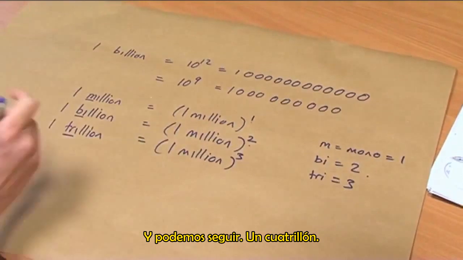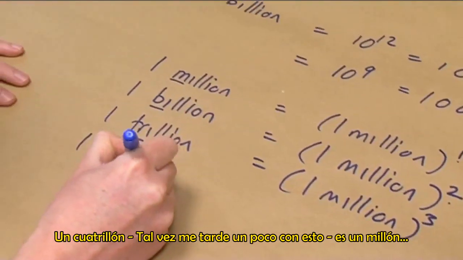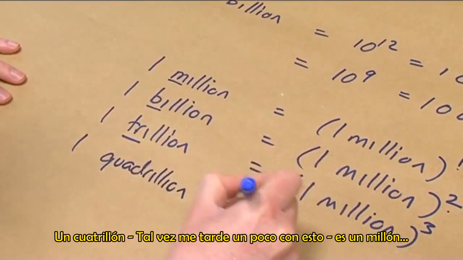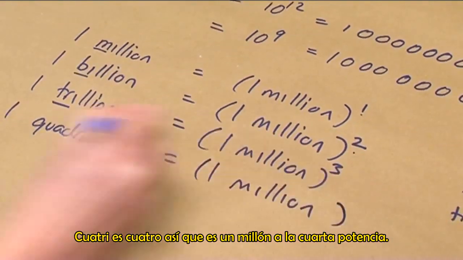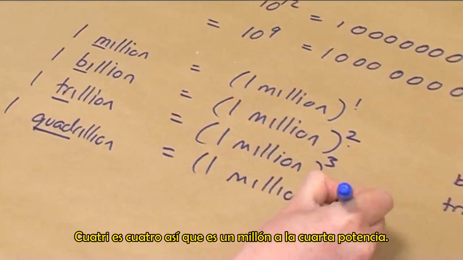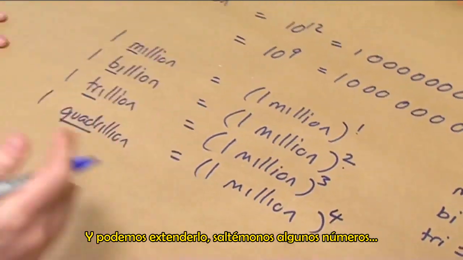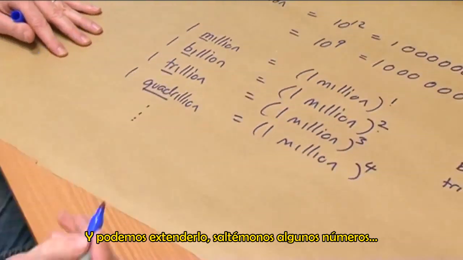Okay, and you can carry on like this. A quadrillion, okay? A quadrillion. I mean, I could go on for a long time with this, Brady, if you want me to. It is 1 million. What is it? 1 million. Well, quad is 4. 1 million to the 4. Okay, and you can really extend it. Let's go right the way down.